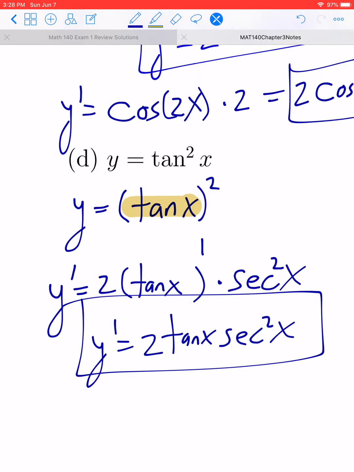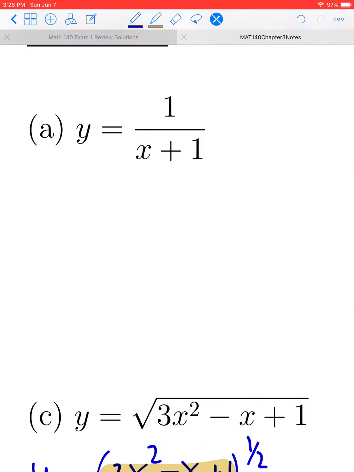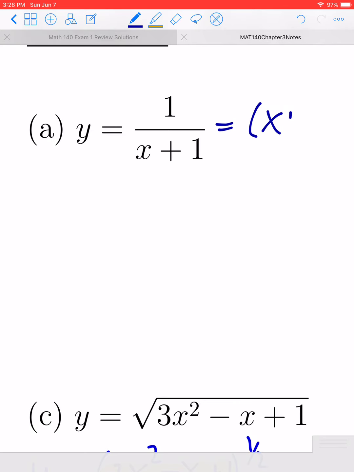We'll come back now, we'll do example 1, part A. I feel like this might be the worst one to start with, simply because it's not always so easy to see A as necessarily a composition, but it really is. You could think of it as the composition of 1 over x with x plus 1. Or if we rewrite it, we can think of this as x plus 1 to the negative 1 power. And now with it rewritten like this, it's easier to see that the outer function is the negative 1 power, and the inside part is the polynomial x plus 1.